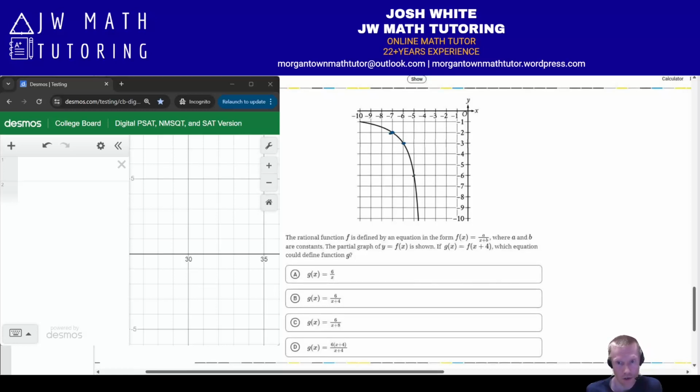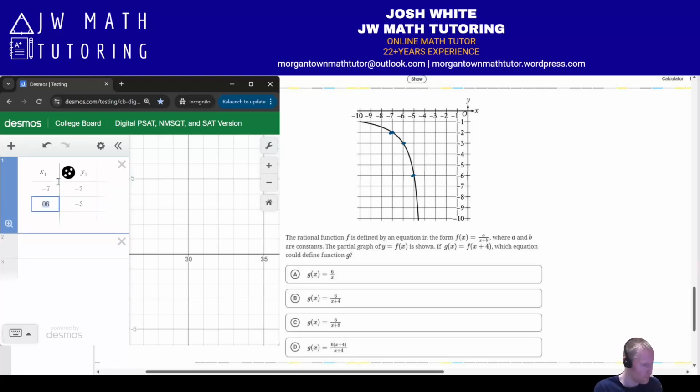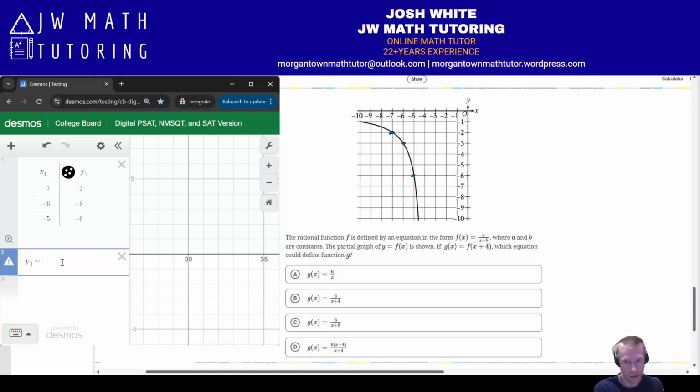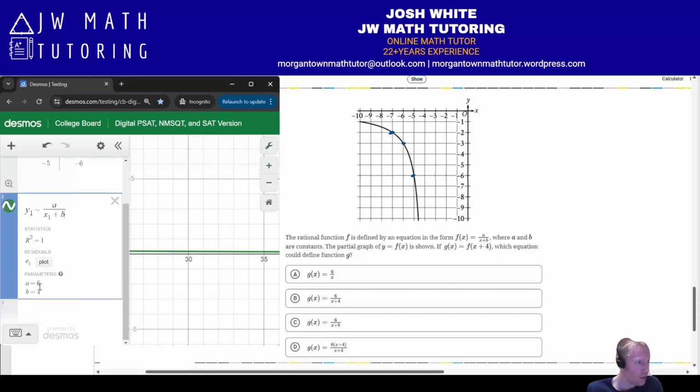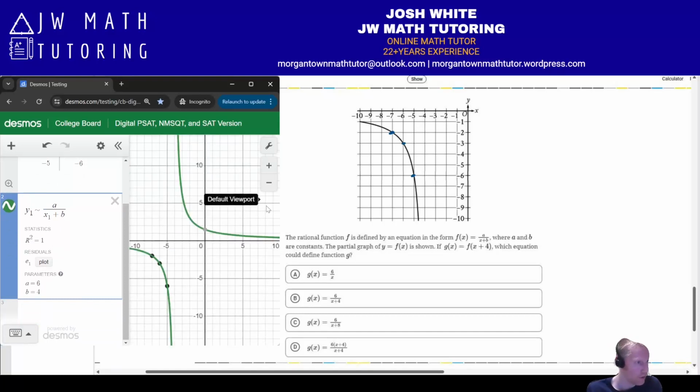First, I'm going to notice that there are multiple points here where it intersects right on integer values. So I'm going to go to Desmos and make a table, and type in these points: -7, -2; -6, -3; and then -5, -6. Now I'm going to do my regression, and I'm going to put it in the same format that it's given in. So that's a divided by x1, or x, but x1 in this case, plus b. All right, let's scroll down. Okay, we have our a value and we have our b value.